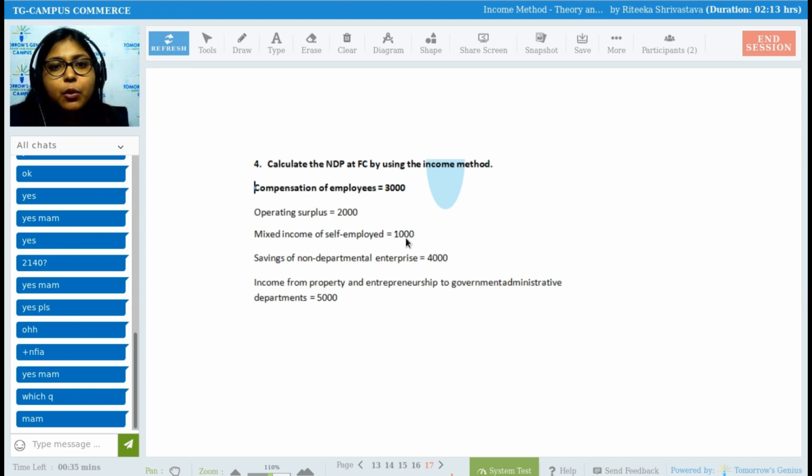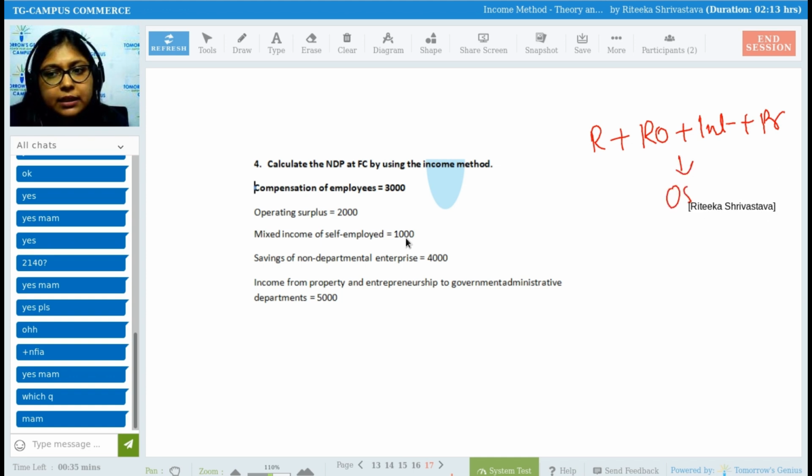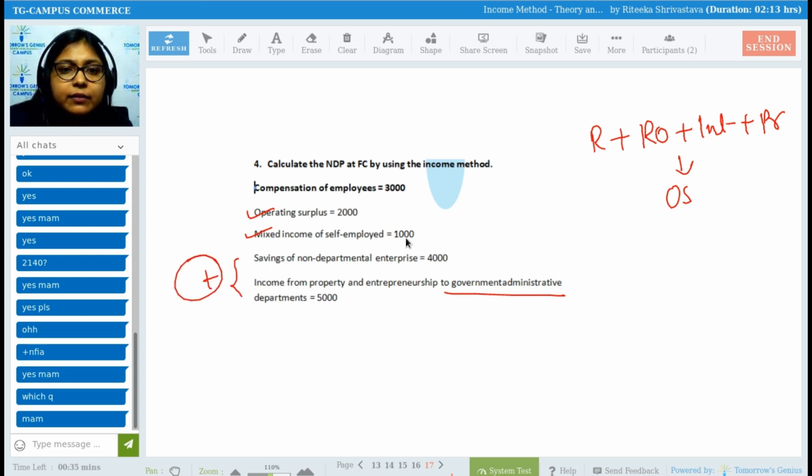Operating surplus is a mix of what? It is a mix of rent plus royalty plus interest plus profit. This is nothing but operating surplus, so that is also given to us directly in the question. Mixed income is also given. Saving of non-departmental enterprise and income from property and entrepreneurship to government administrative departments, we have to add both of these things. That formula I have already given. Fine. Start solving. See what answer you're getting.